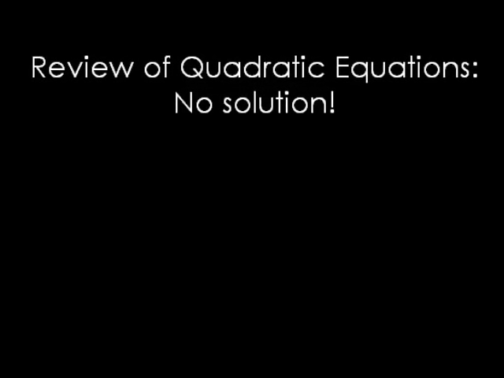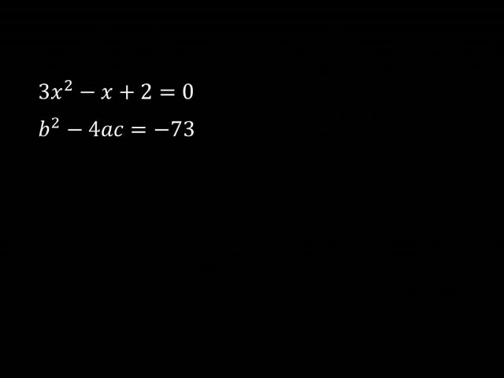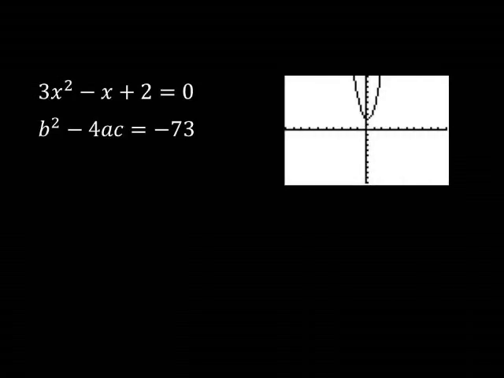The last kind of quadratic equation has no solution at all. These can't be factored and have a negative discriminant. That's the part under the square root in the quadratic formula. For example, look at 3x squared minus x plus 2 equals 0. This quadratic equation can't be factored, and the discriminant comes to negative 73, indicating that this equation has no solution. On a graph, quadratic equations that don't have a solution never intersect the x-axis, as you can see in this example graph of 3x squared minus x plus 2.